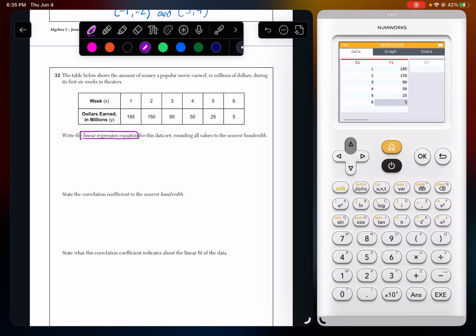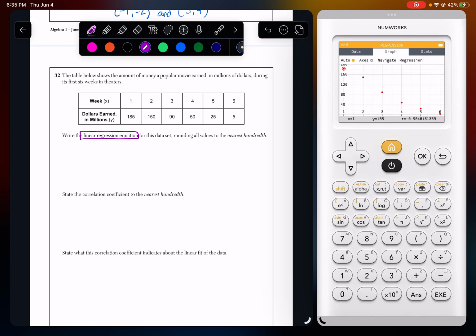All right. So what's nice about this is we can look at how the data looks by going over to graph. So if I go over to graph, then I can see all that data I entered in, and I can see the overall trend. So if I was asked about this trend, I could say, as the weeks are going by, I can see that the movie is earning less money. If I was asked to interpret it, I can see that trend with my own eyes right here.